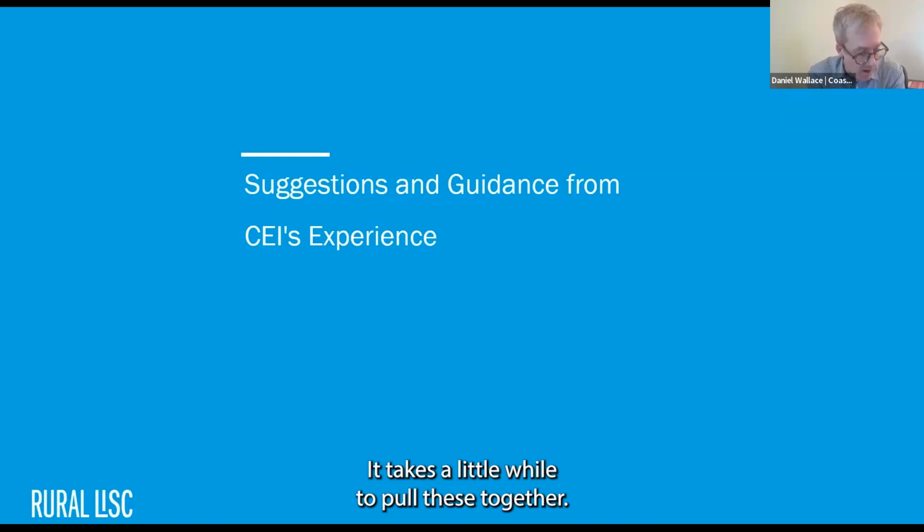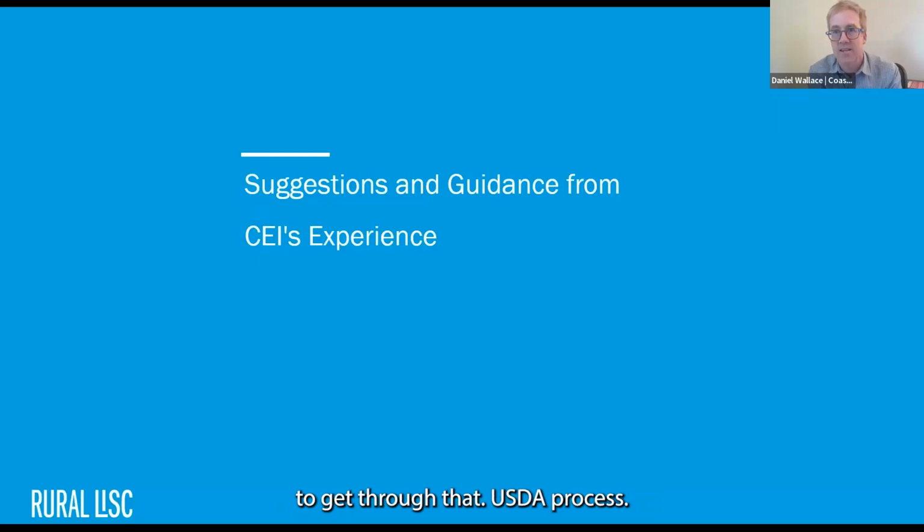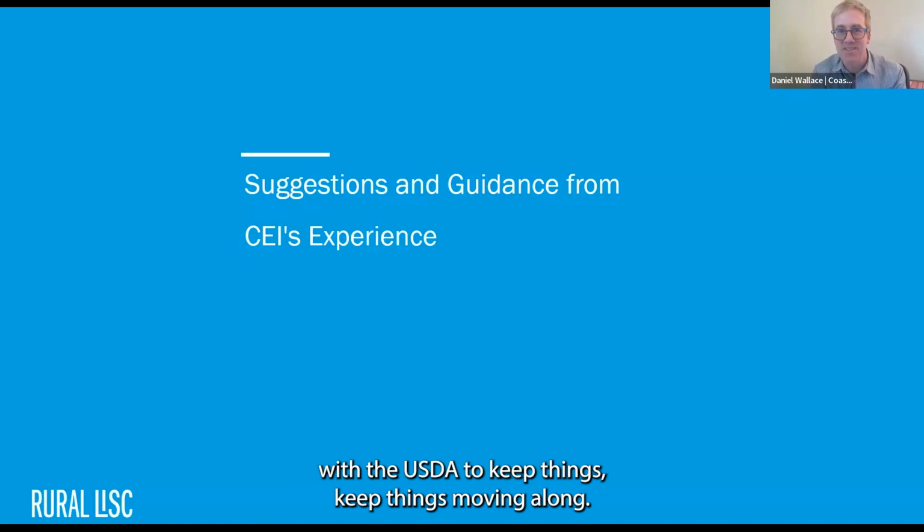It takes a little while to pull these together. You need to add a month or 2 to your diligence and underwriting to get through that USDA process. It's very, very helpful, Kathy, Brittany, for the lender to really get in the weeds and take hold of the project with the USDA to keep things moving along.